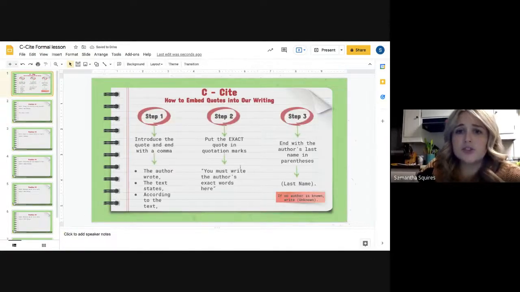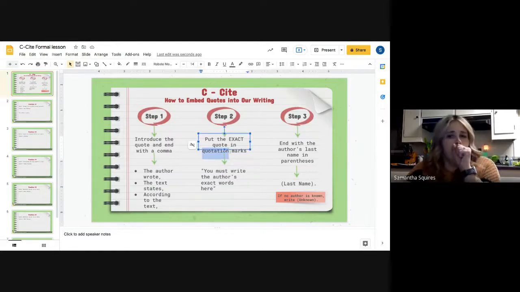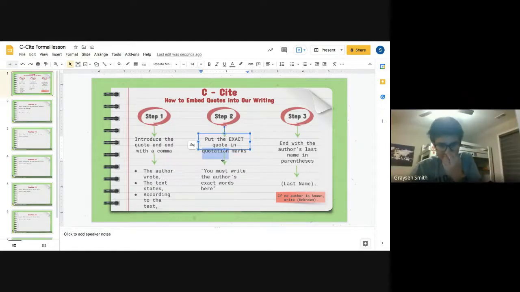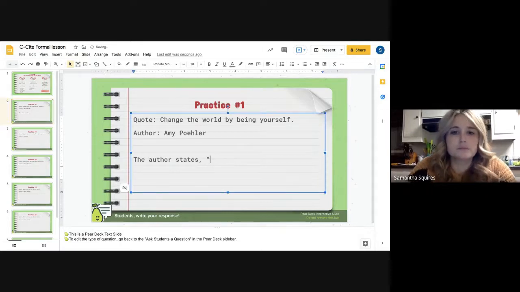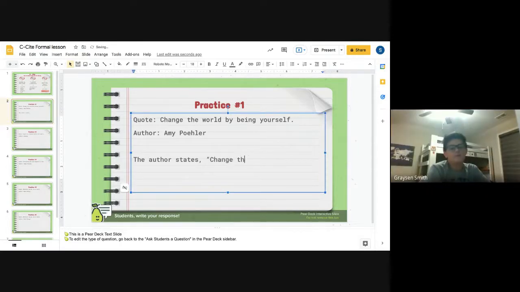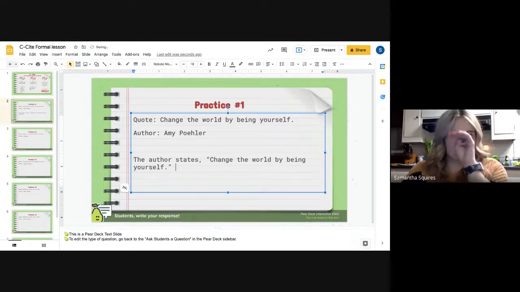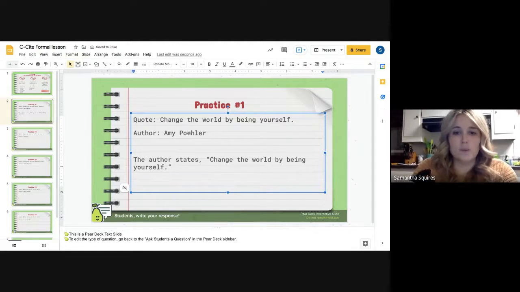And then what do I have to put the quote in? Quotation marks. Exactly. And what does my quote say? Change the world by being yourself. So for this practice, what we would end up doing is we would put the author's last name like that.